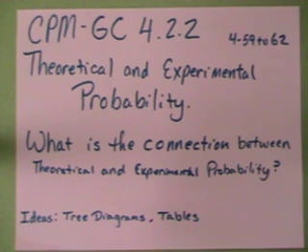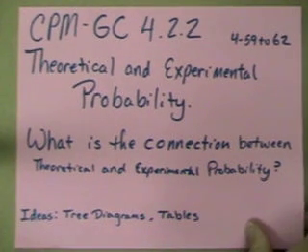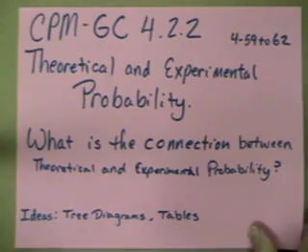That would be theoretical. If I actually took the coin and flipped it many times and saw how many times it landed on each, that is going to be experimental probability. And so we want to look at the connection. Some connected ideas today are also going to be using tree diagrams and tables.